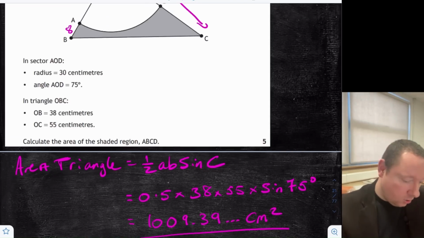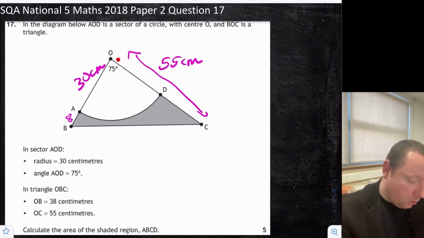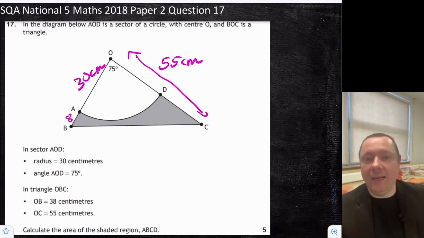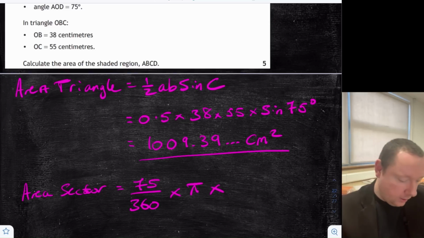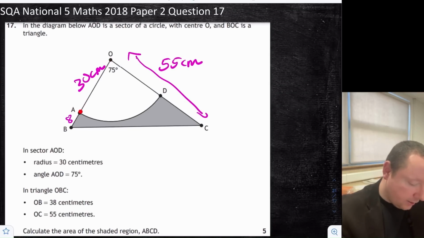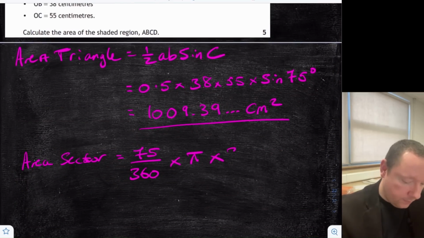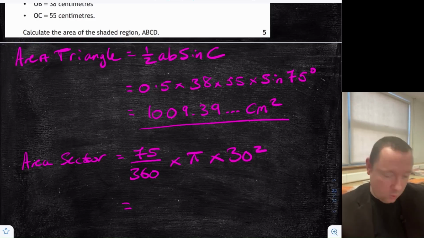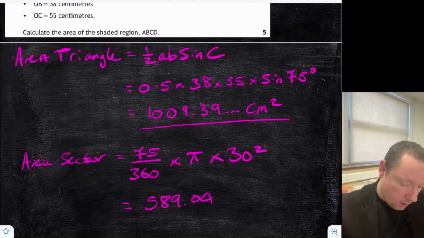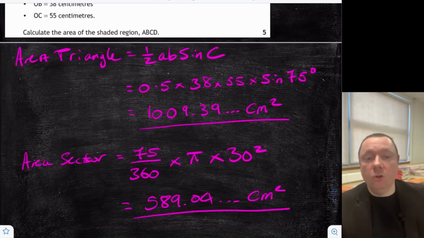You now need to do your sector, so let's go back to our sector work. We've got angle out of 360 times pi times r squared. So area of sector is our angle out of 360 times pi times, and we need to identify our radius. The radius is just 30 centimetres, so it's 30 centimetres squared. You get a mark for identifying your fraction, and a mark for writing down fraction times pi times 30 squared. If you work it out in a calculator, you get 589.04 centimetres squared. So far we have got 3 marks.